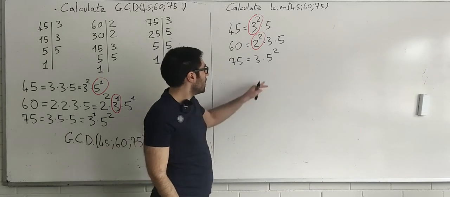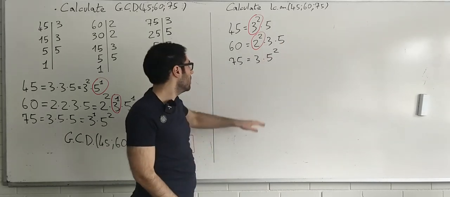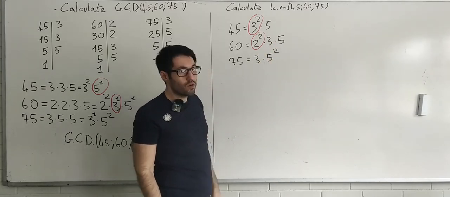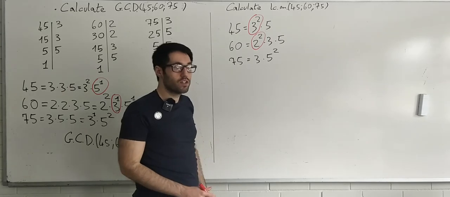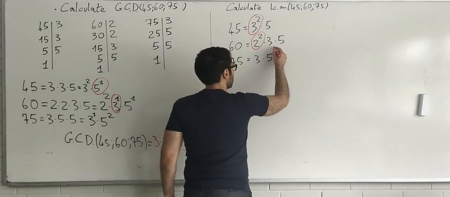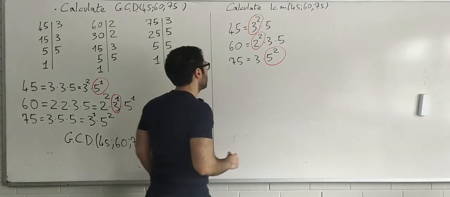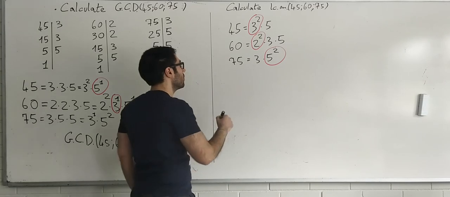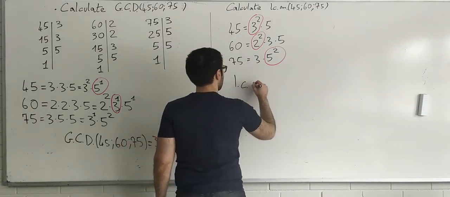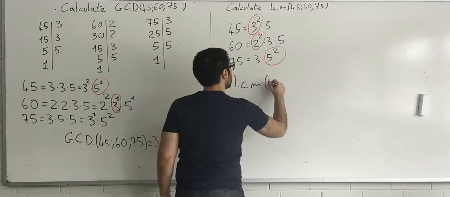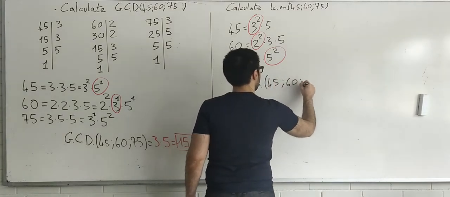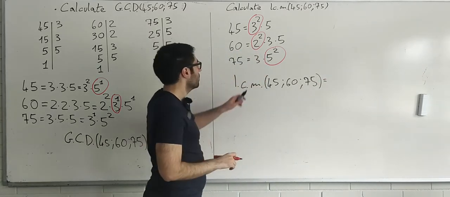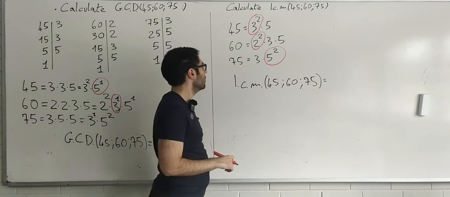Alright, now 5, same reasoning that we had with 3. It appears in all 3, okay, we can only take it one time and we have to take it with the highest exponent. And the choice is obviously 5 to the power of 2. Now we have only one multiplication left for the lowest common multiple. So lowest common multiple of these 3 numbers is equal to the product of these 3 numbers I circled in red.